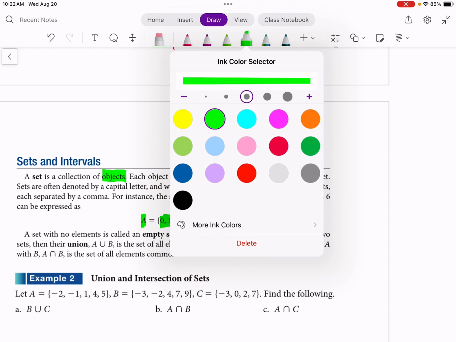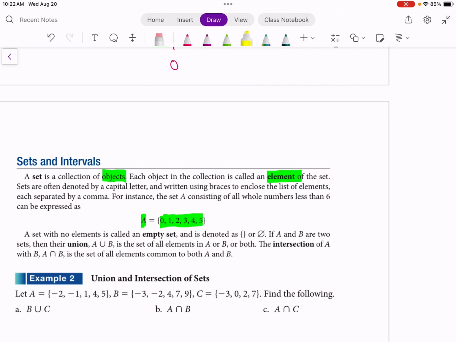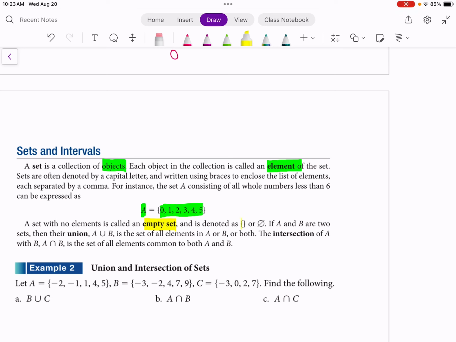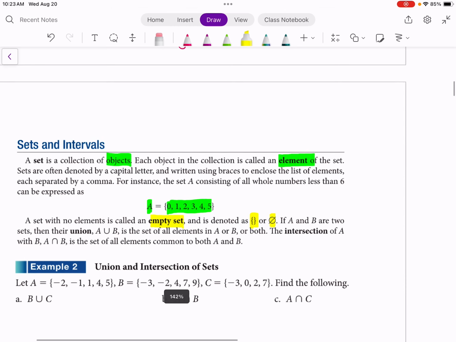Sometimes we might end up with a set with no element, and we call it the empty set. We use this notation for the empty set, phi.